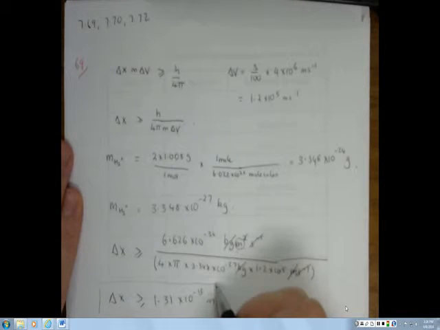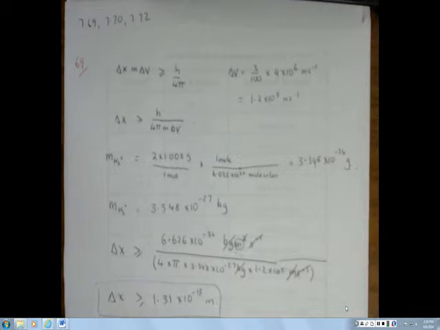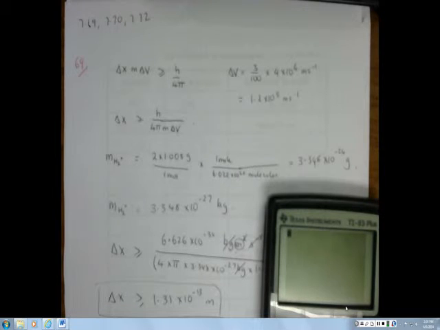So we are fairly certain where that hydrogen ion is. There's not a lot of uncertainty in its position. It's probably worth doing that calculation again on the calculator. It doesn't take long, just to make sure we got the right answer.